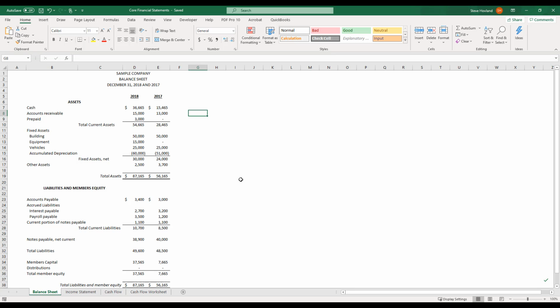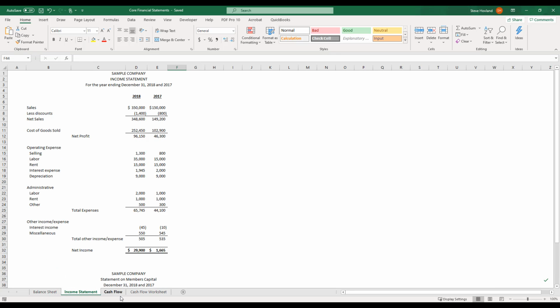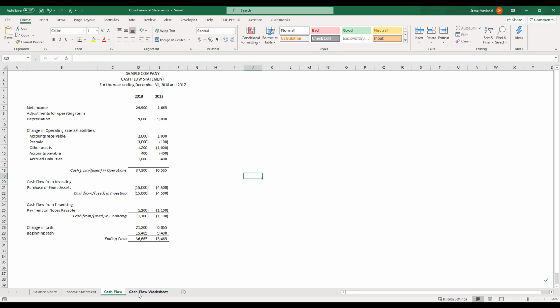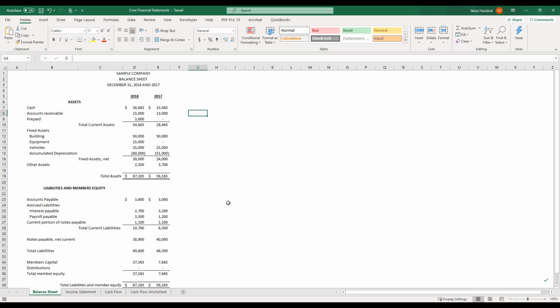So just keep that in mind. So as you can see, balance sheet, income statement, cash flow, and then of course we get to the cash flow worksheet, which we're going to walk through that particular process. So let's go back to the balance sheet.